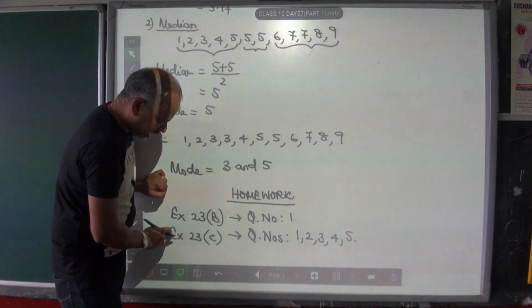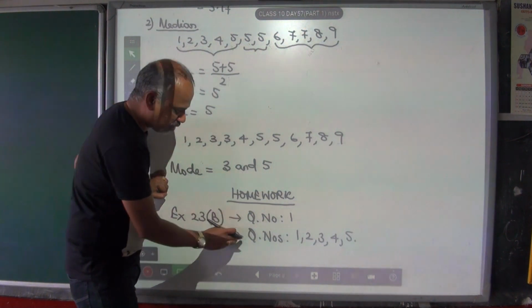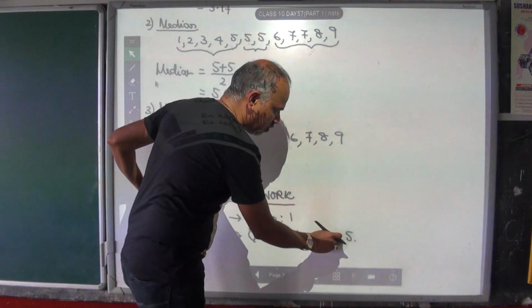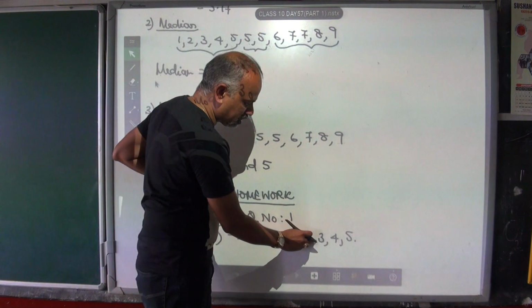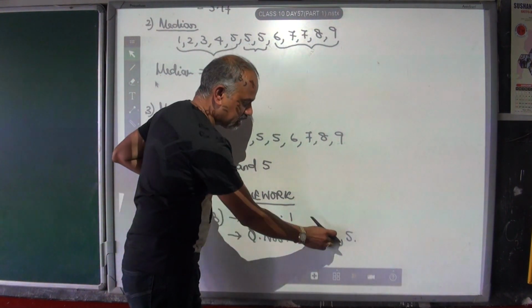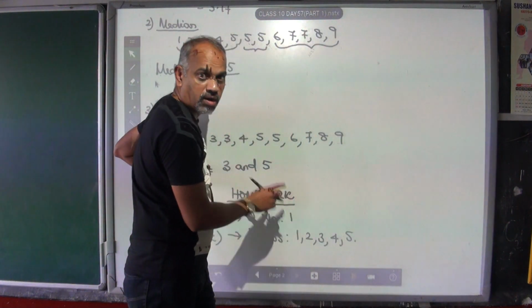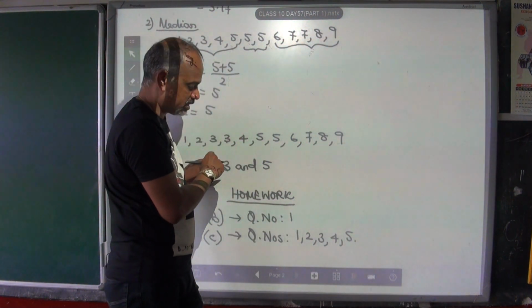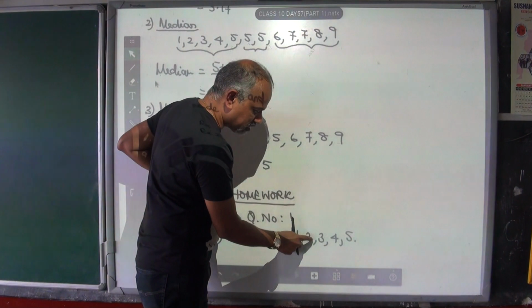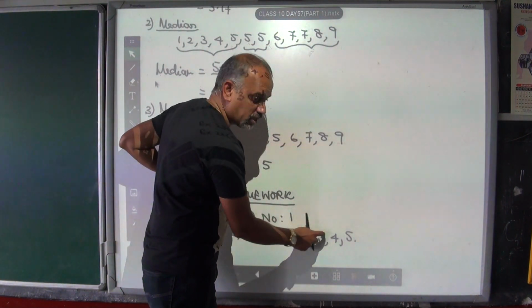Okay? And next one is exercise 23C, question numbers 1, 2, 3, 4 and 5. In 1, 2, 3, 4, you might see they've asked only 1 or 2 quantities. But in 5, all 3 quantities have to be found. Okay? So see what is asked, do only those. No need to find everything.